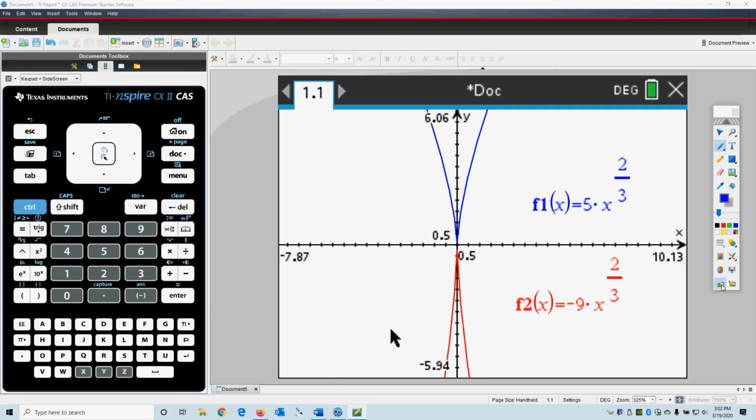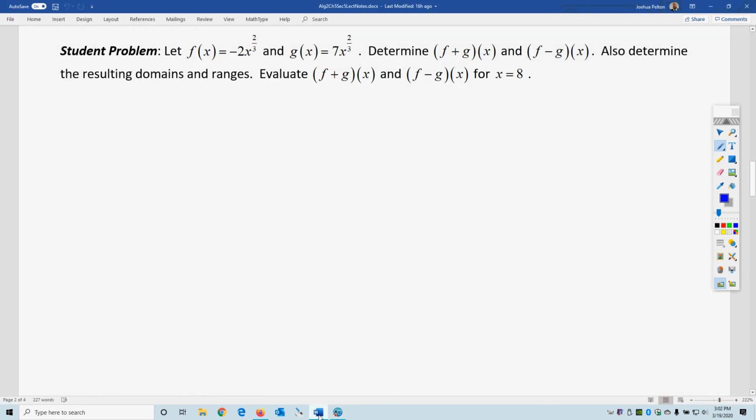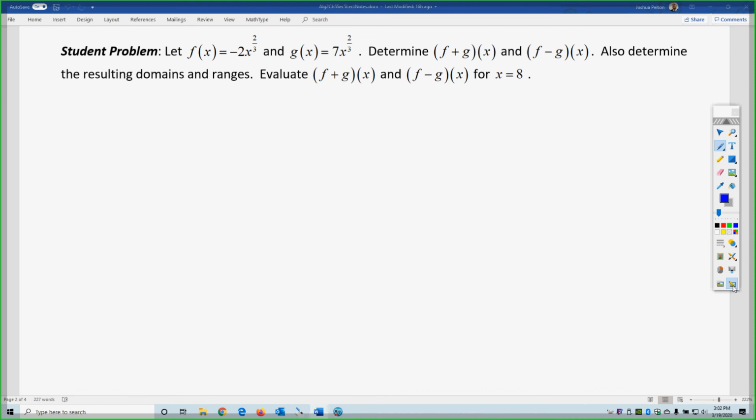Okay, let's do the last part now and plug in the specific examples. So for these specific examples, it wants us to plug in 8. So plug in 8 to both problems. So we want f plus g of 8 and f minus g of 8. That g didn't come out very well. We'll change that. There we go.